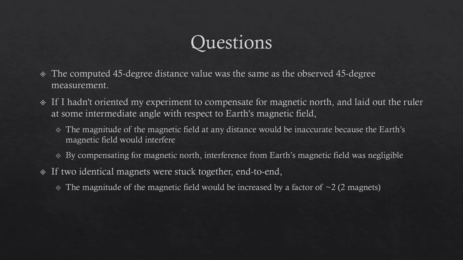If two identical magnets were stuck together end to end, the magnitude of the magnetic field would be in the same direction, but increased by a factor of 2 because there were two magnets.